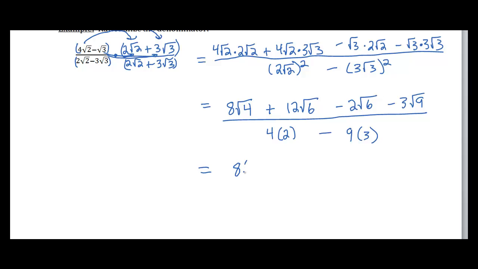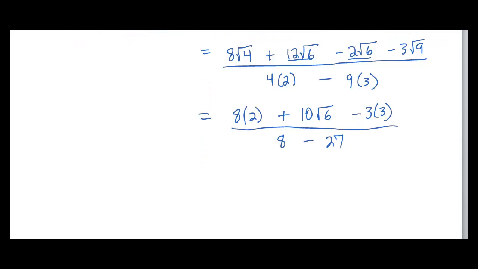It'll be 8 times 2. Square root of 12 and the square root of 6, they are like terms, so I can combine them. That's plus 10 square roots of 6. And the square root of 9 is 3, so I get minus 3 times 3. All over, well, 4 times 2 is 8. 9 times 3 is 27.